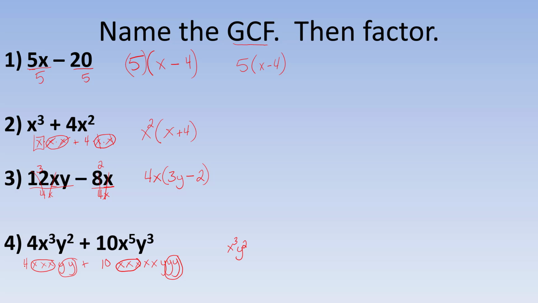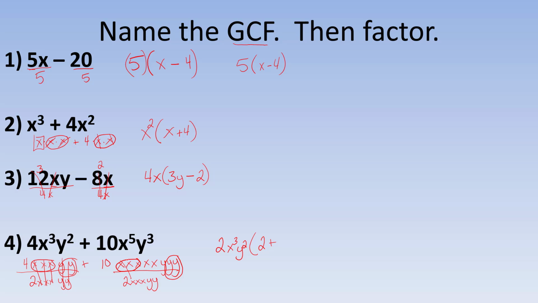And then I just need to find the common factor between 4 and 10. 4 doesn't go into 10, but 2 does. All right. So we're dividing both of our terms by 2xxxyy. So I can see my x's will simplify out, my y's will simplify out. 4 divided by 2 leaves me with 2 on my left side.